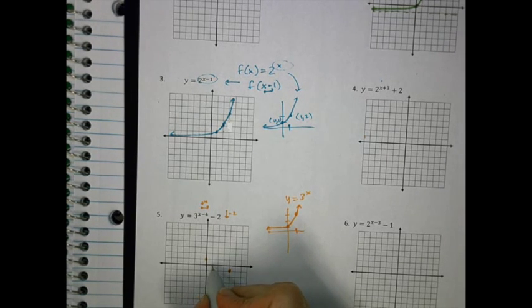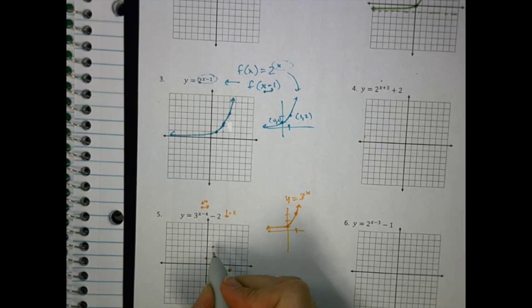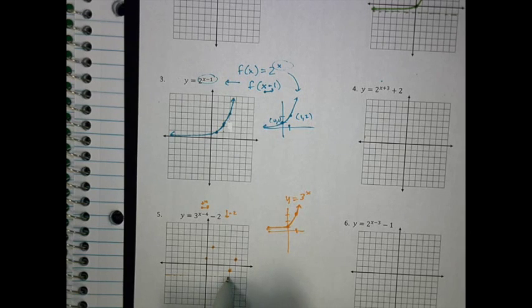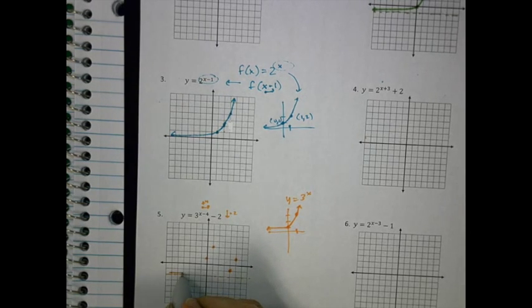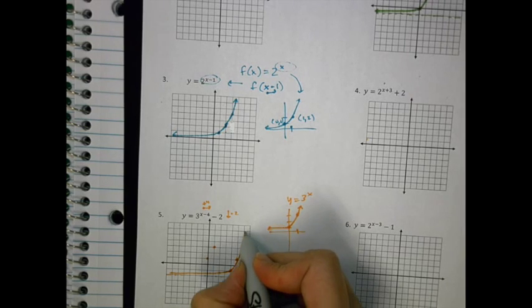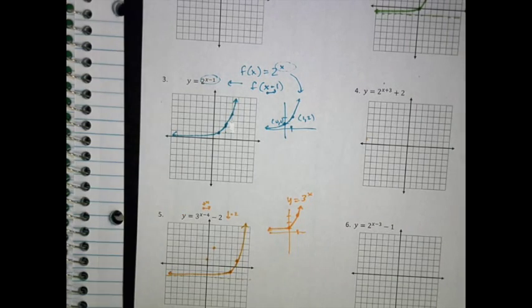And then my 1, 3 spot, I will go over 1, 2, 3, 4, and down 1, 2, and that will be my 1, 3. My horizontal asymptote was right at the x-axis, and it's going to go down 1, 2 to be right here. And so my graph would look something like this. Missed that a little bit. So that's how you use the shifts to graph these.